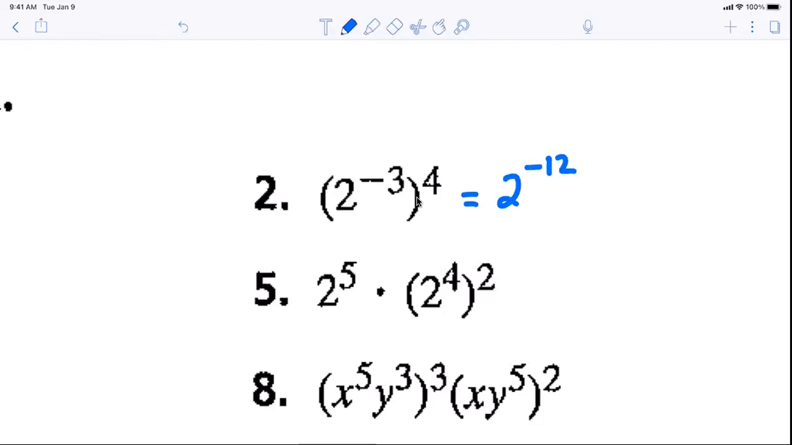That would make me wrong. Power to a power. What do I do? Power to a power. What is the rule? You multiply. That would be 2 to the negative 12.